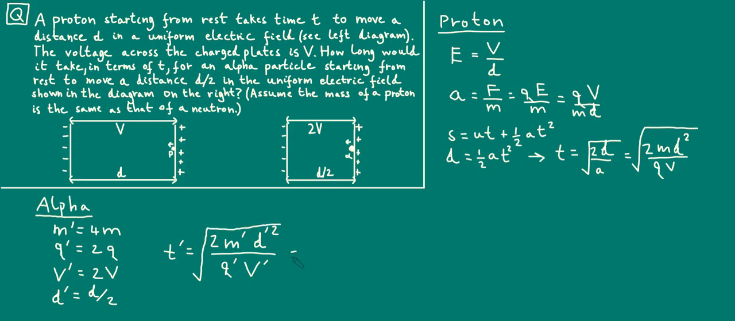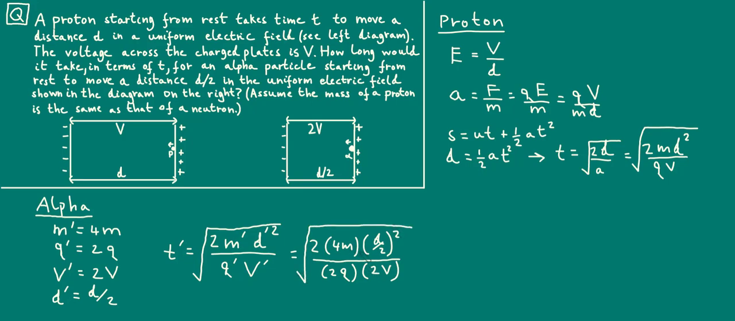Now let's just replace these variables with what we know over here from this list here. So let's replace m prime with 4m. D prime we can replace with d over 2 and then square it. Divided by q prime, which is 2q, multiplied by v prime, which is 2v, and then we have to square root all of this.